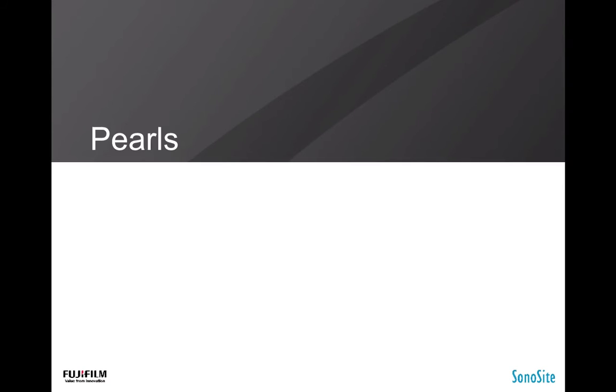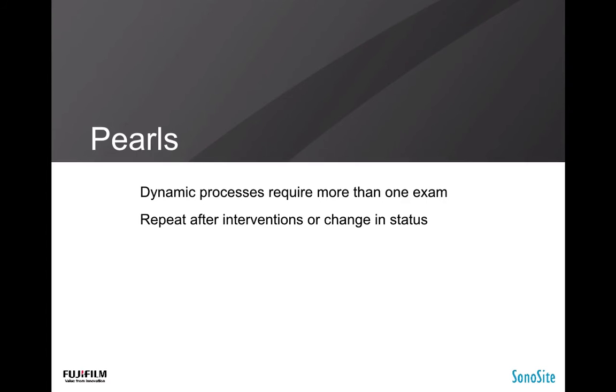Some pearls to remember as you apply this to your practice. Shock is a dynamic process, and one exam may not provide sufficient data. Repeating components of the RUSH exam, such as the IVC and lung, especially after an intervention such as giving fluid, or if a patient suddenly decompensates, will improve your diagnostic accuracy.